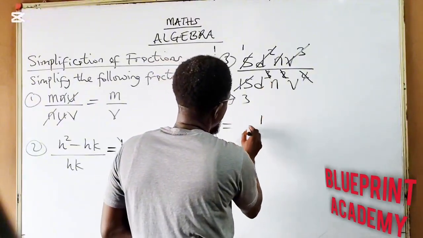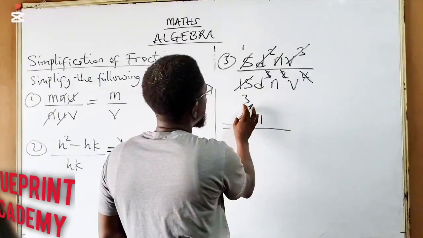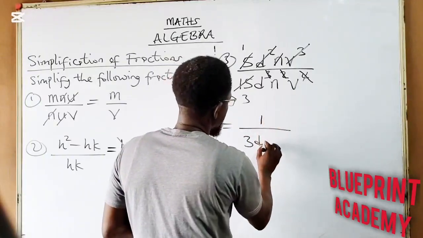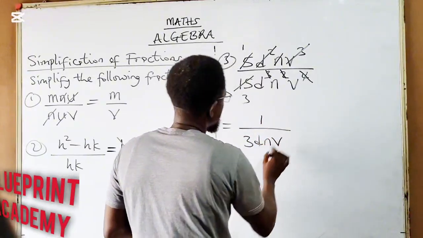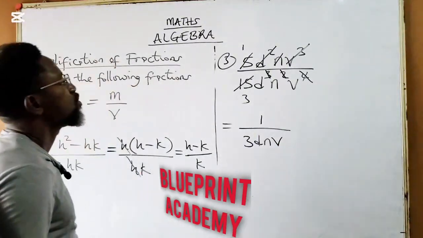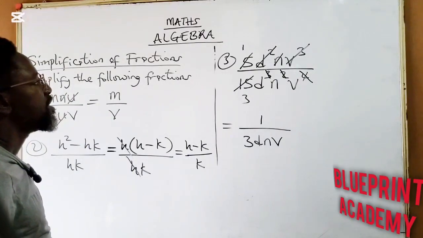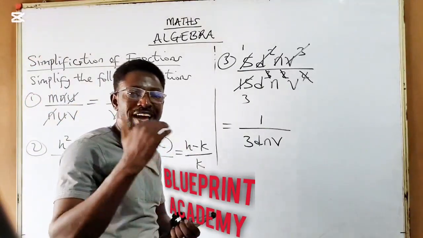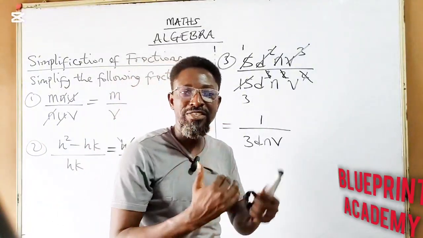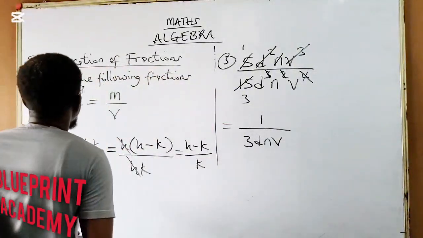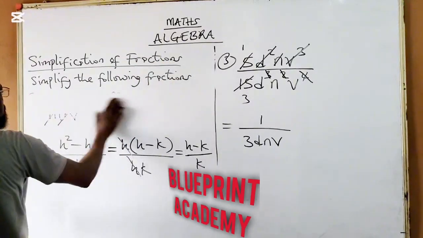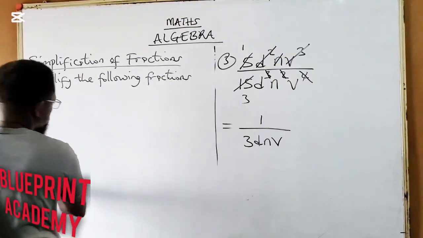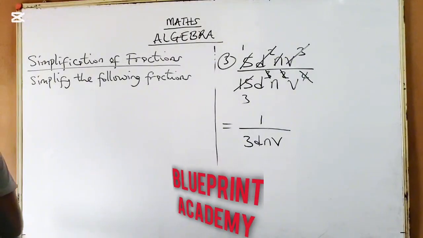So I have 1 over. Then for the denominator, I have 3 here, I have this d, then I have n, and I have v. So that is the answer to that particular question. It's just to look for what is common to the numerator and the denominator, and then just cancel out. You get your answer. Like I said from the beginning, algebra is not something difficult. Just apply the simple rules and you get your answer straight up.